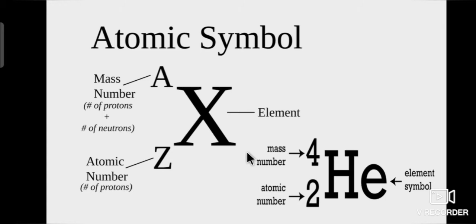See the picture, students. Elements are always represented like this. Here X is an element denoted by a single letter or 2 letters. The number below denotes the atomic number and the number above denotes the mass number. See the example. Helium, capital H small e, is an element symbol. He is the element symbol. 2 is the atomic number. 4 is the mass number.